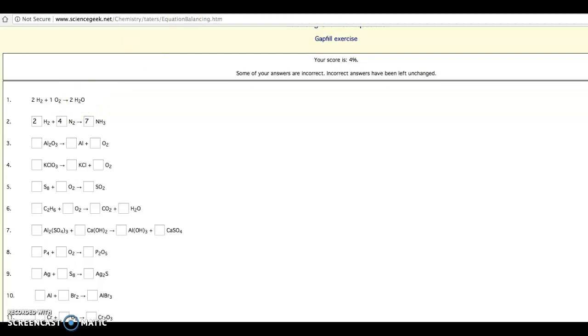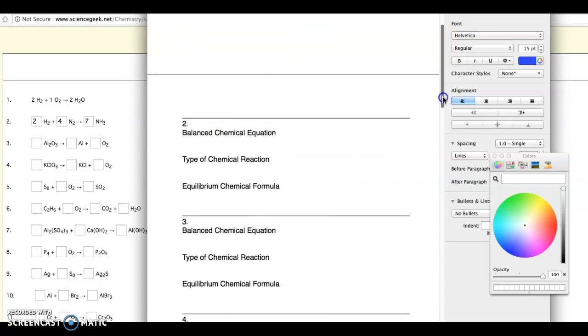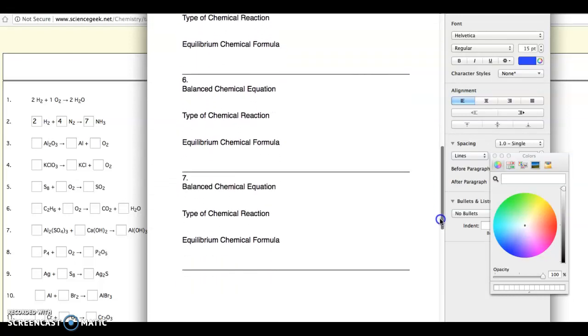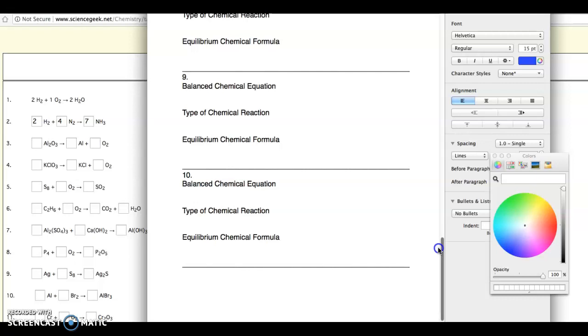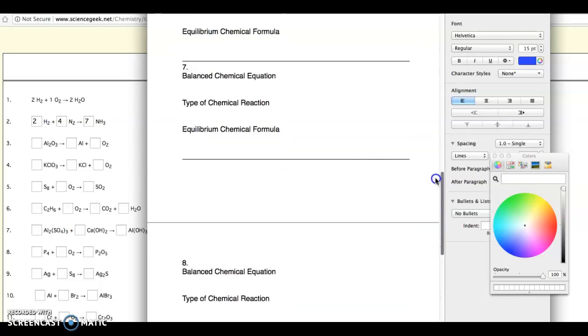The first 10. And once again, you balance those and write that answer down. For number 1, there's the answer. That's what you're writing down right here. Then you determine what type of reaction it is. Small plus small is big is a synthesis. Then you put down the equilibrium chemical formula. Then you proceed in your handout to do number 2, number 3, number 4, number 5, number 6, number 7, number 8, number 9, and number 10. Once you're done with those, go ahead and submit them in Google Classroom. It needs to be done by the end of the day on 2 April 2012.